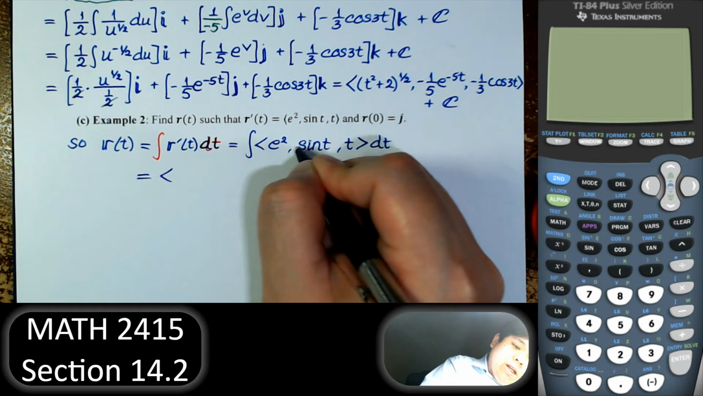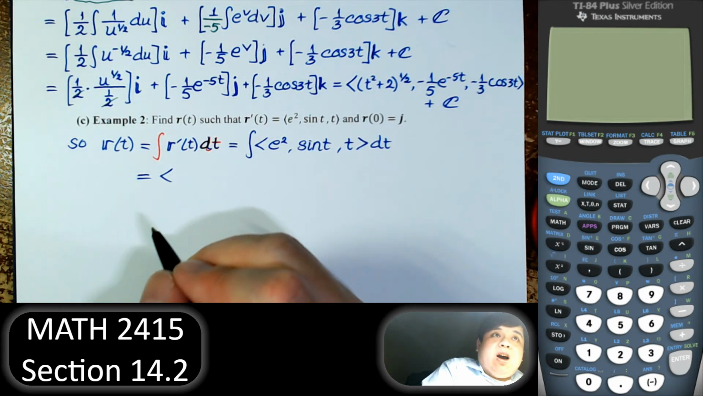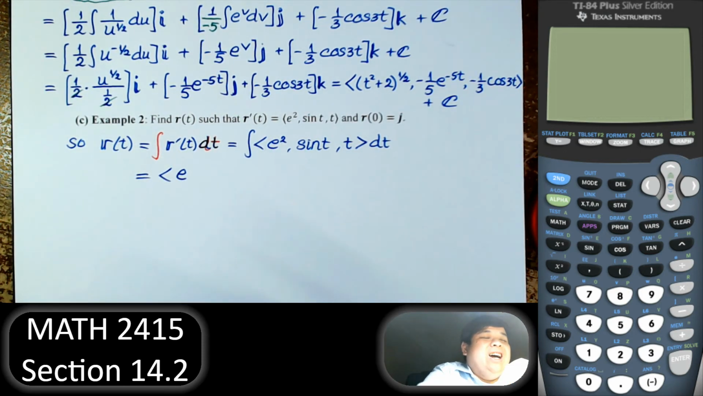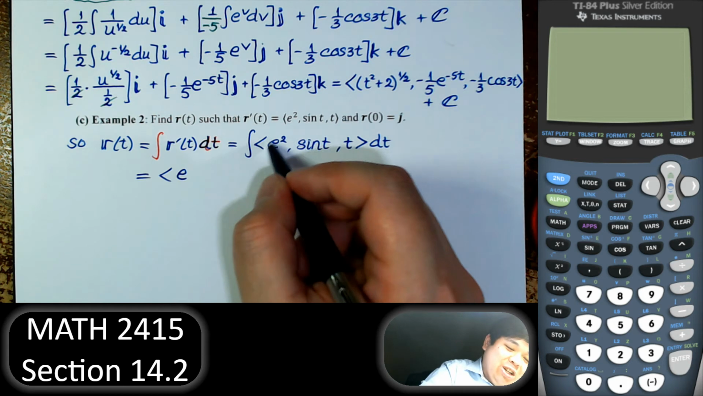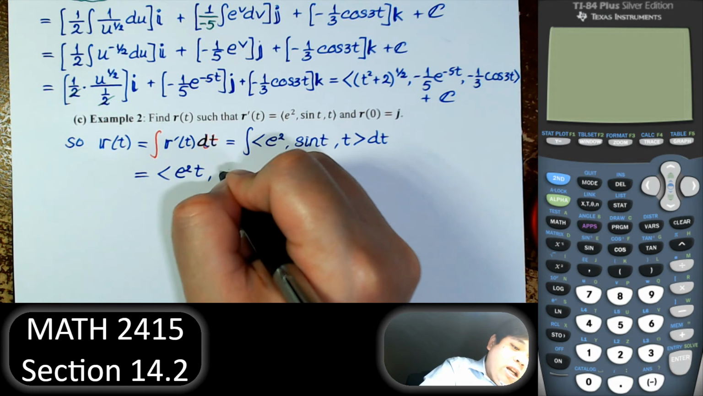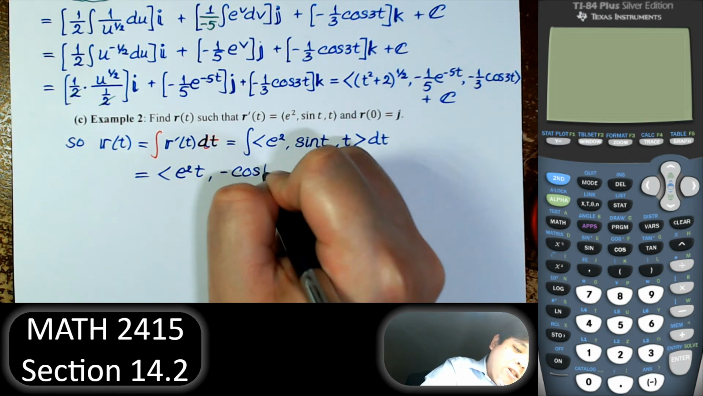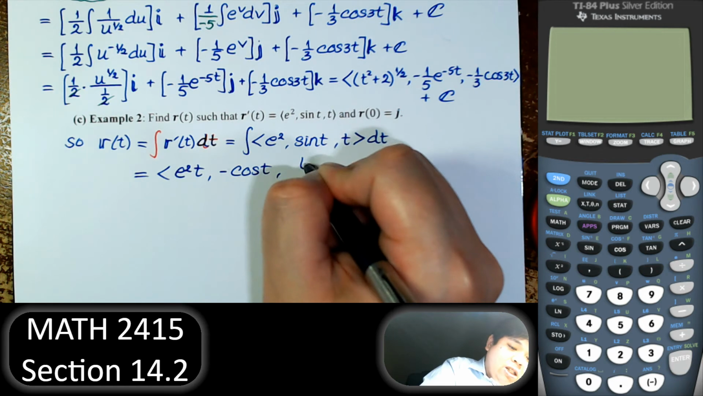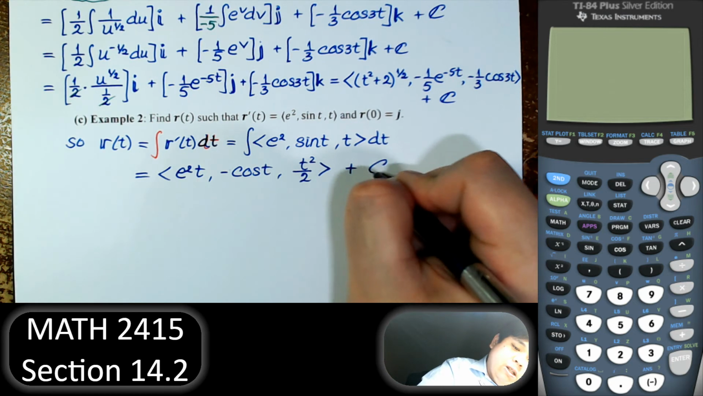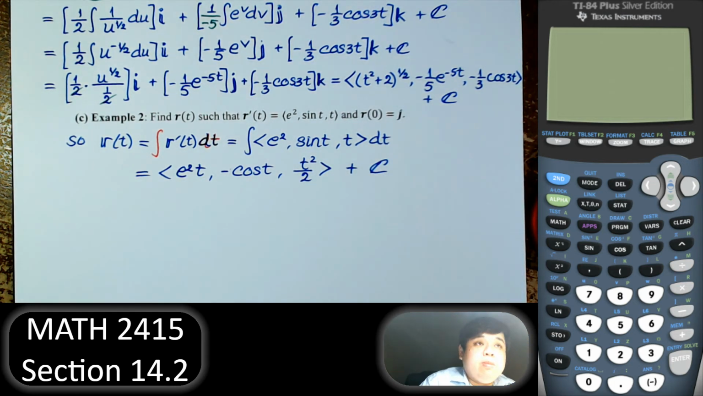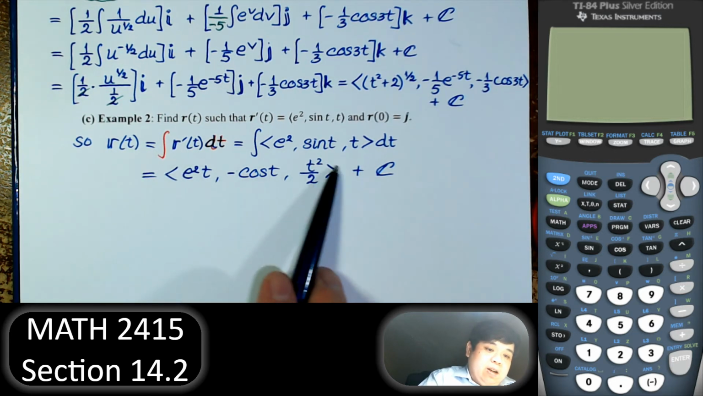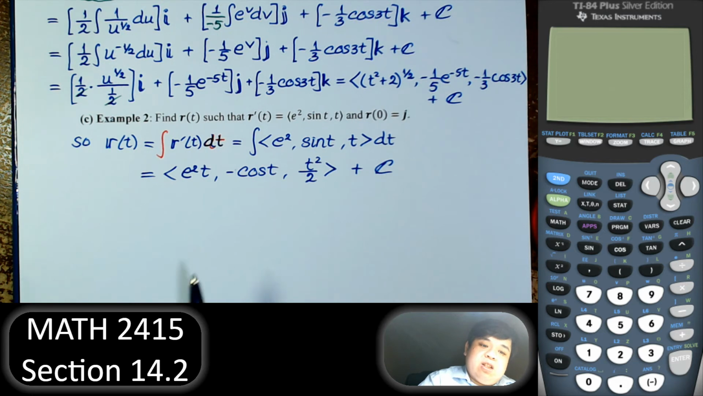We integrate the constant e squared, a constant squared is still a constant, so the integral of a constant, I'll just multiply by t. The integral of sine t is negative cosine t. The integral of t is t squared over 2. As always, that vector constant. So undoing the derivative gives back the antiderivative plus a constant c.